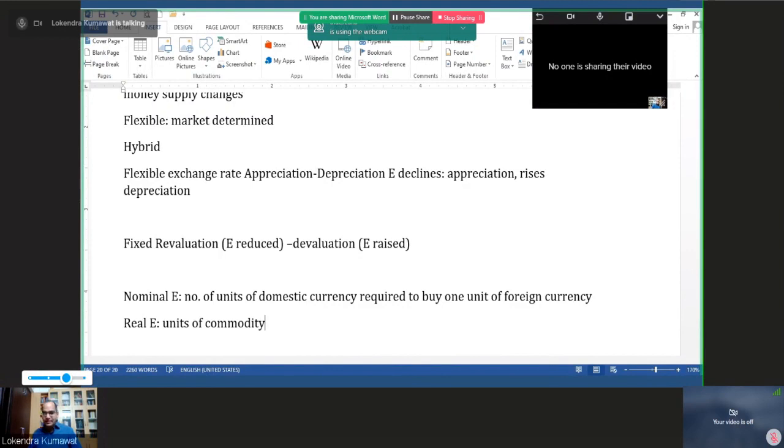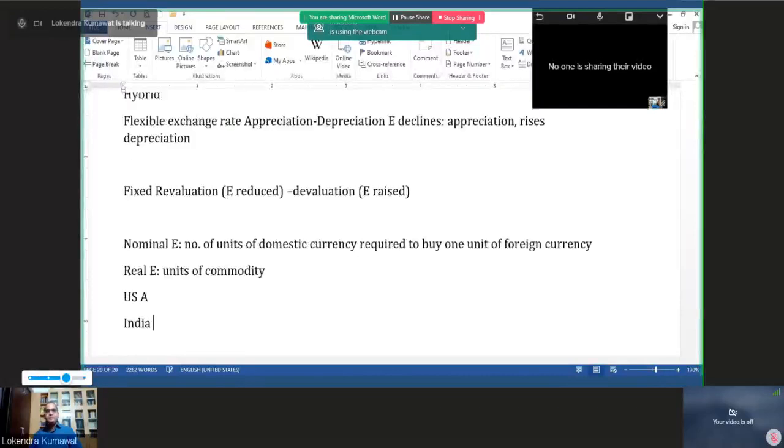Now this requires some understanding. I'll just take 2 minutes to explain this, but it is important for you to understand. Suppose the US is producing commodity A and India is producing commodity B. The question is the number of units of B required to buy 1 unit of A.